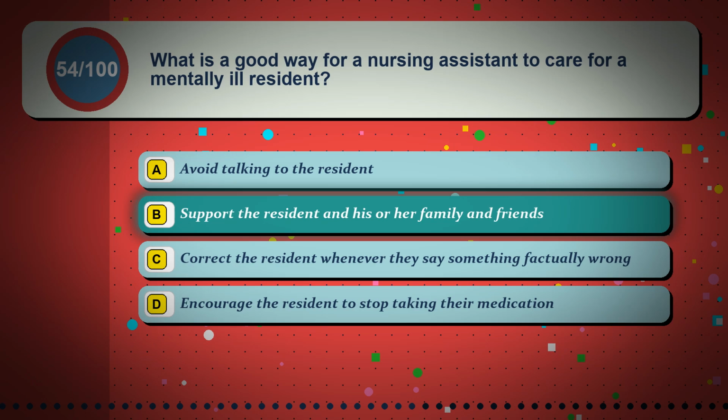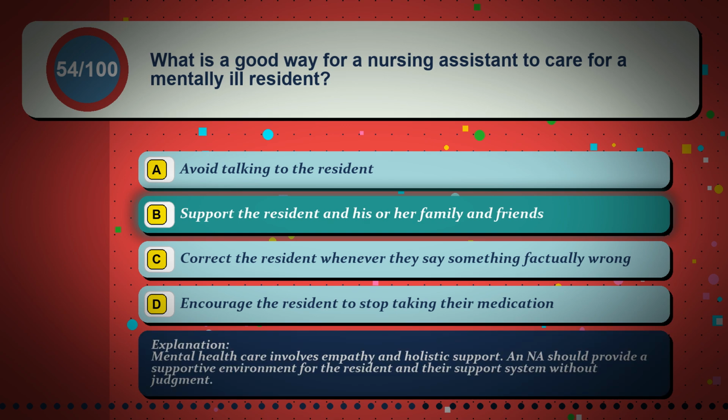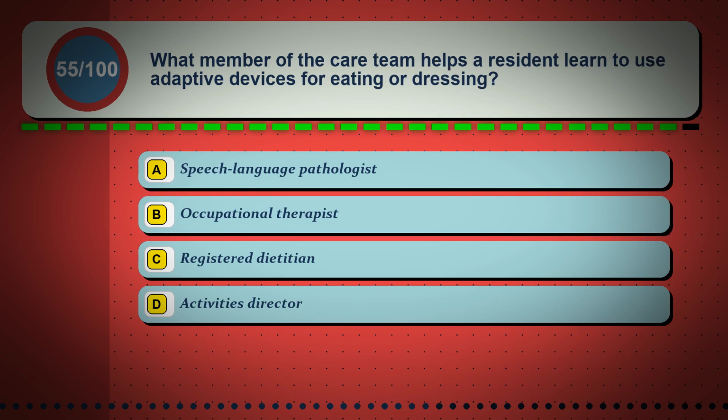The correct answer is option B, support the resident and his or her family and friends. Mental health care involves empathy and holistic support, and NA should provide a supportive environment for the resident and their support system without judgment.